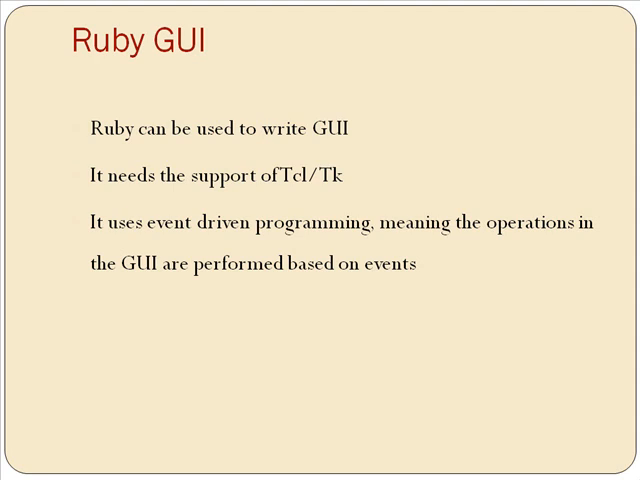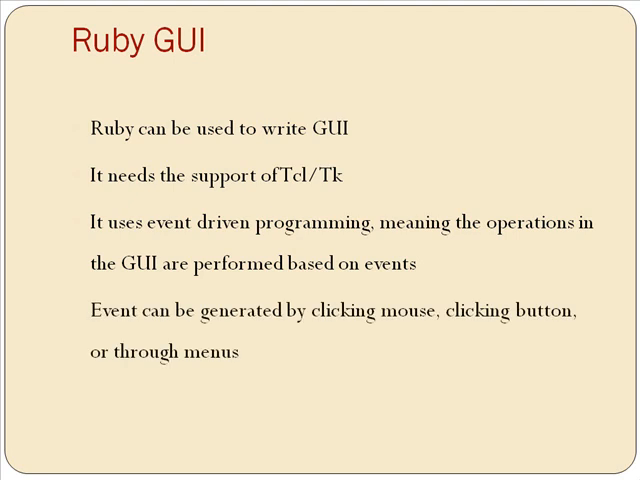So in the button, it's written that the event gets two numbers from the text boxes, does the addition, and displays the result. Event-driven programming is very popular with GUIs nowadays, and Ruby follows the same approach. Events can be generated by clicking the mouse, clicking a button, or through menus. When you choose file save or file open, these are examples of using events.